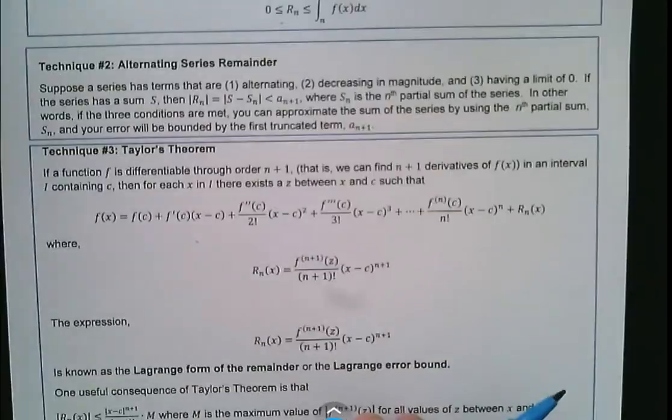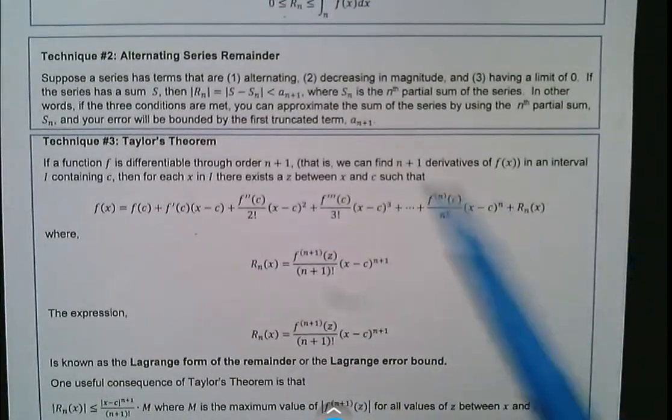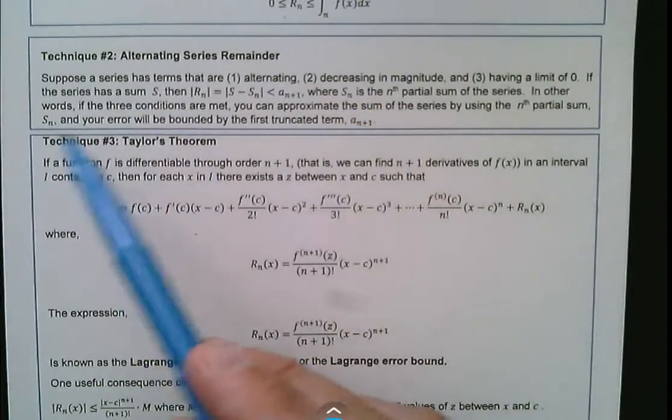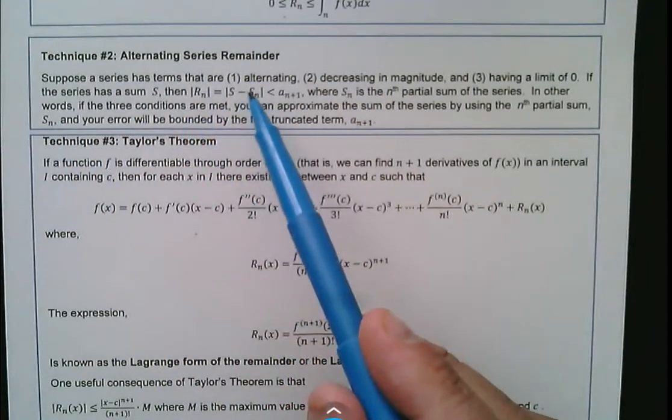Let's look at a far more common one that shows up on the free response. This is the alternating series remainder. Suppose that a series has terms that are alternating.